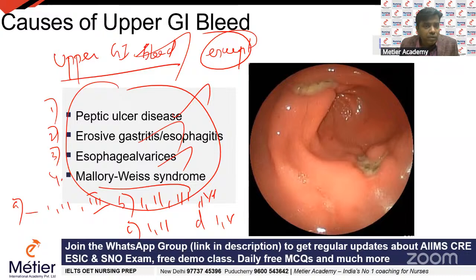Upper GI bleed, everyone is telling esophageal varices. Okay, that is a very basic question. Or all India full over 80,000 people are writing the exam. Nearly 70,000 people will write upper GI bleed, esophageal varices.